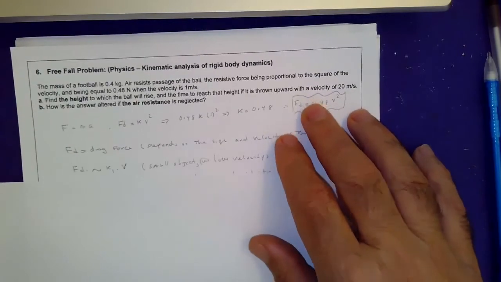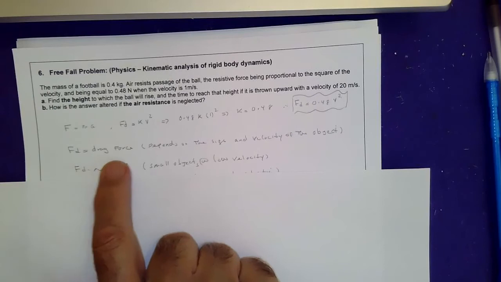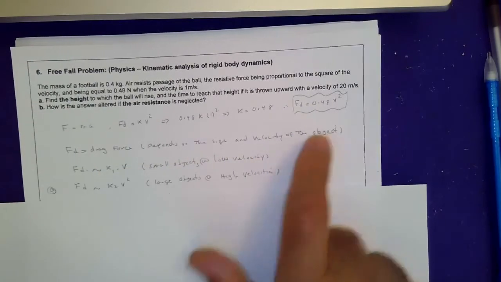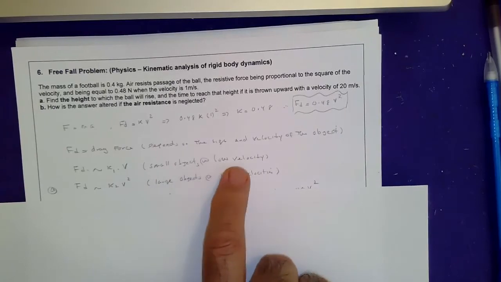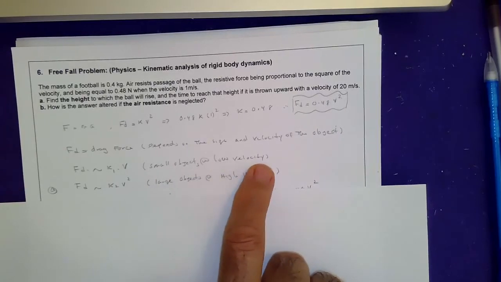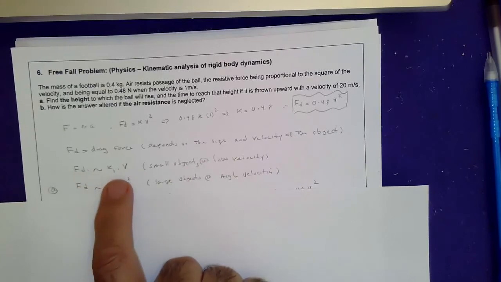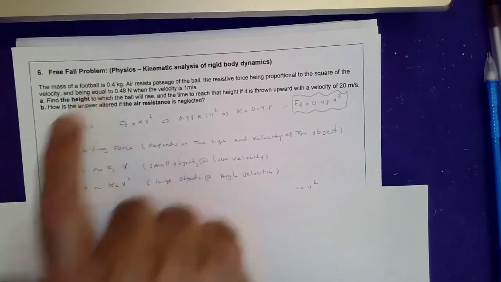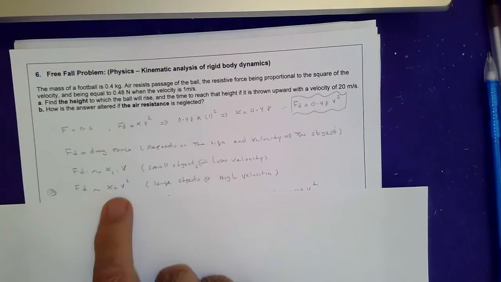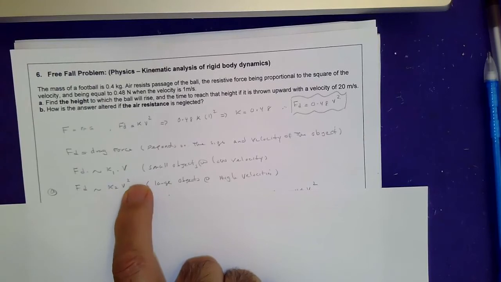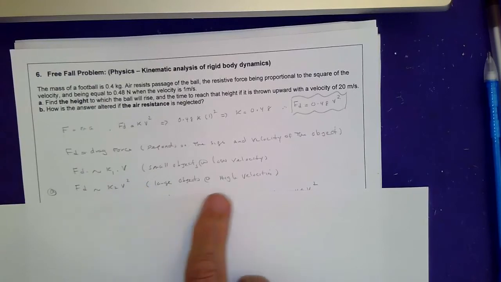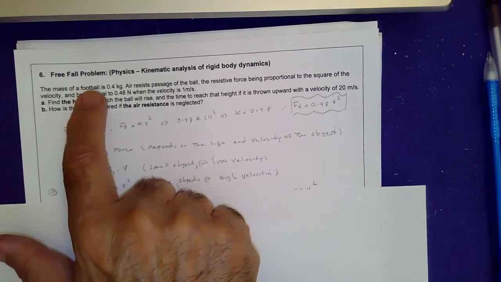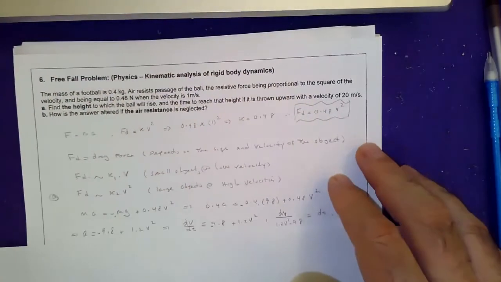Now, as I said, Fd is the drag force and depends on the size and velocity of the object. If the object is small and you're dealing with low velocities, the drag force is proportional to the velocity. If the object is large, like a football, then the drag force is proportional to V squared, the square of the velocity. This would be like large objects at high velocity. When we say large, we mean the size of a football.